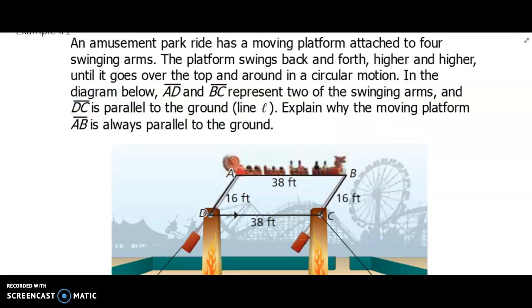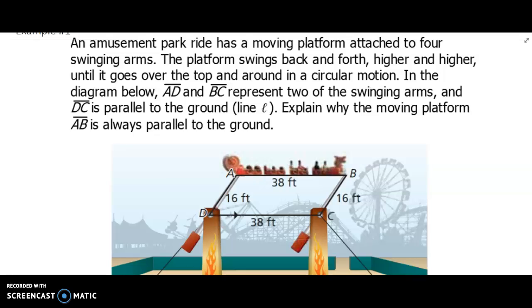All right, let's look at this picture right here. Hopefully you guys have all been to an amusement park and seen this little dragon thing that goes back and forth, and then it goes higher and higher, and eventually it goes all the way around. That's what this is. I couldn't do it. It would probably make me sick.